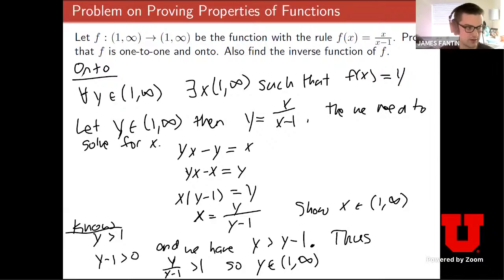Any questions on this part for what we showed here? So we found the element x that maps to this, and then we needed to show that it's in the domain. Yeah, so x is an element from, oh yes, that needs to be x. So yeah, so x is an element in the range of 1 to infinity.